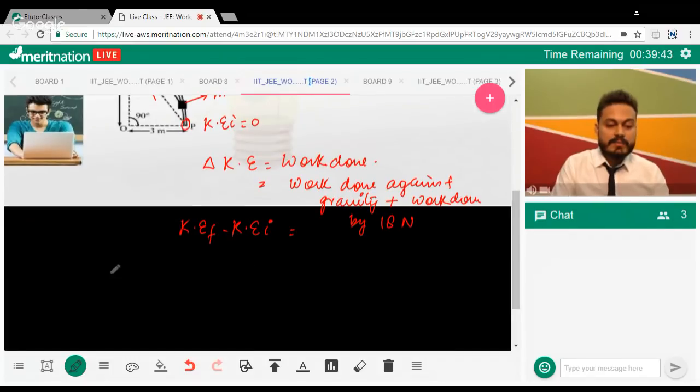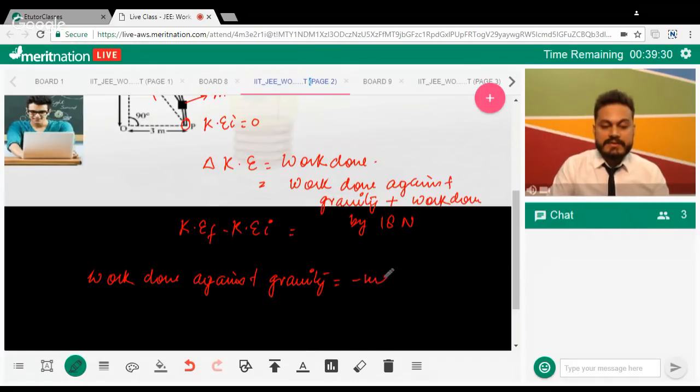So let's calculate the work done against gravity. Work done against gravity will be minus mgh or plus mgh. Is there anyone who can help me with this? Why is it positive or negative? Let's see if you guys are following it. Go ahead. Positive or negative?